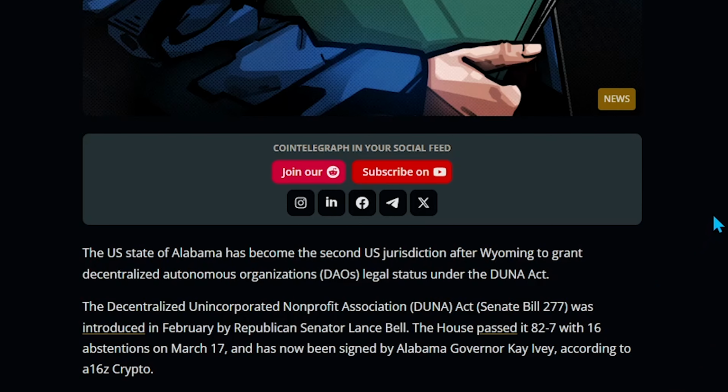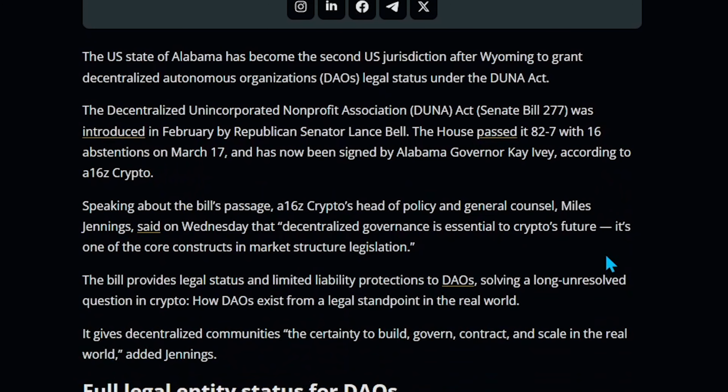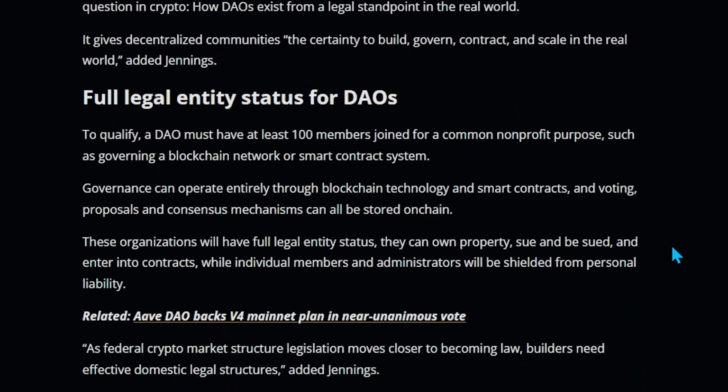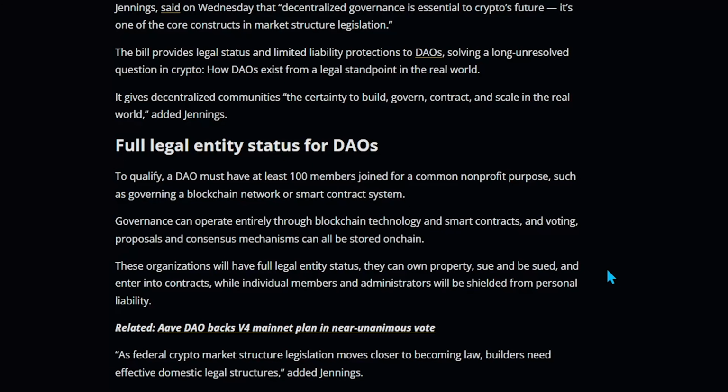DUNA stands for Decentralized Unincorporated Nonprofit Association. It was a bill, Senate Bill 277, introduced by a Republican senator in February or March. They kept bouncing around with this bill. Let me just explain what this DAO thing is and what it's really about. DAO stands for Decentralized Autonomous Organization.